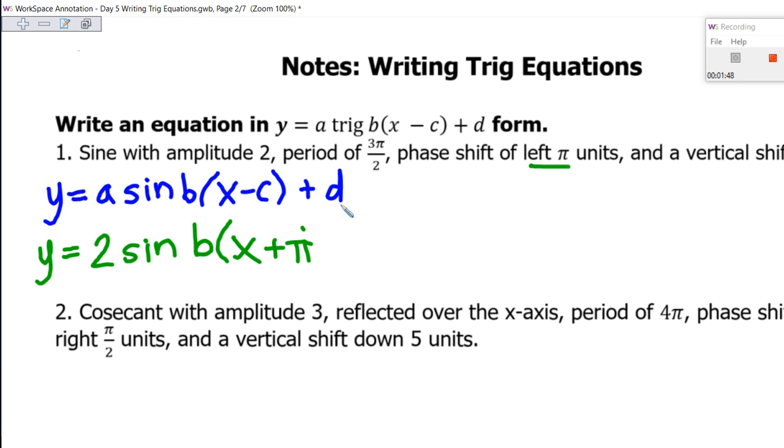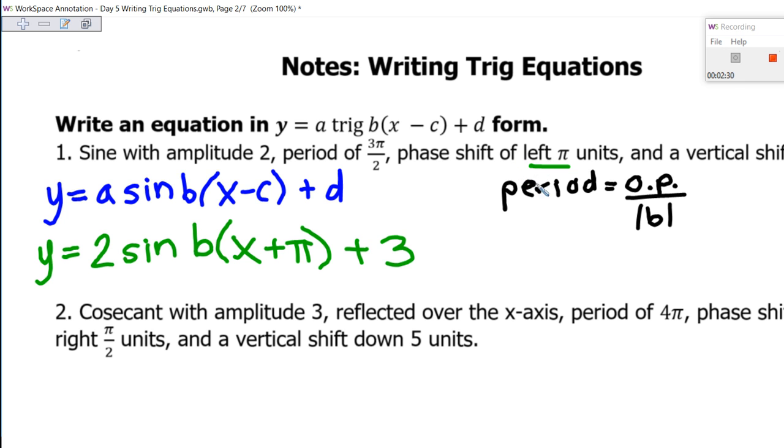Now the d value, what does the d value tell me? Yeah, the vertical translation. So here it tells us a vertical shift of 3. Did they specify up 3 or down 3? No, but since it's a positive 3, I'm going to assume it was up 3. Now, the last thing in my equation, I can't just leave b. We actually have to figure out what the b value would be. And the b value relates to the what? Period. And if you recall, we do have a formula to calculate the period. We know that period is equal to the original period divided by the absolute value of b.